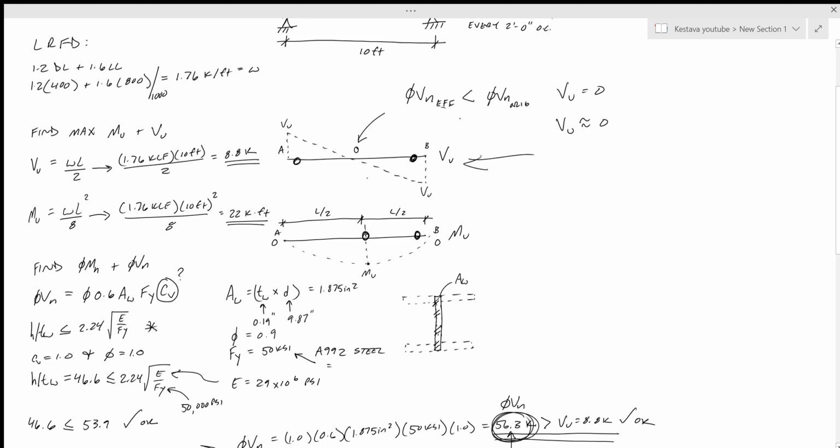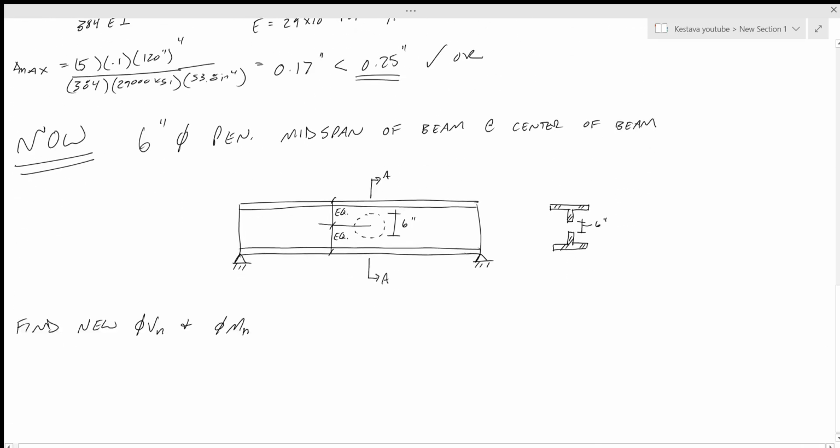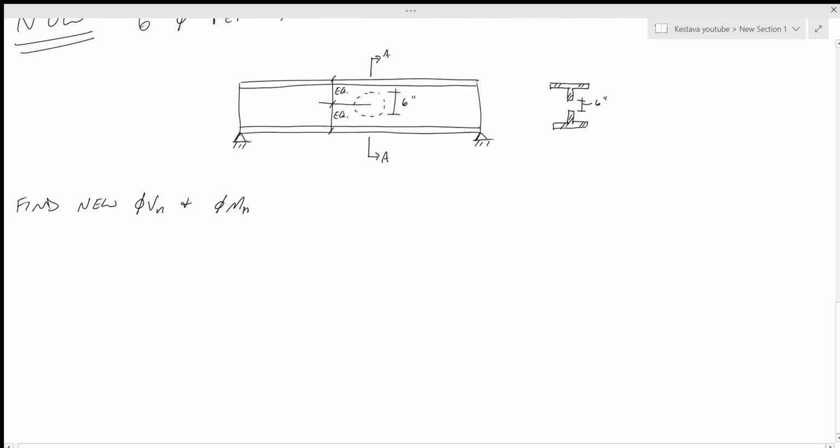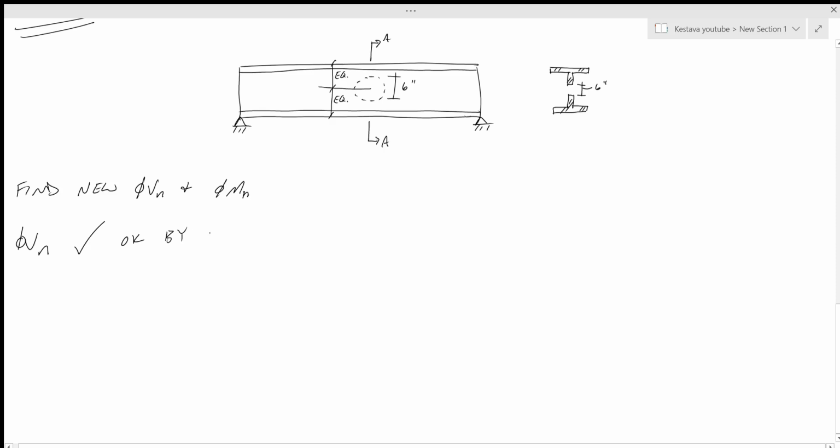And that's what you want to keep in the back of your head: at the ends, you have to worry more about shear transfer. But closer to midspan, you have to worry more about your bending moment and less about your shear. So, okay, moving on. That was a little rant there. Sorry about that. So, okay, by inspection.